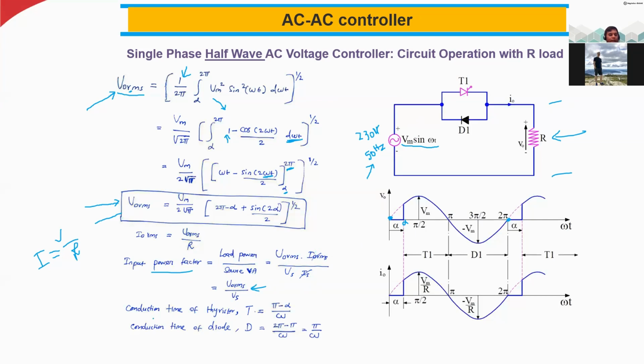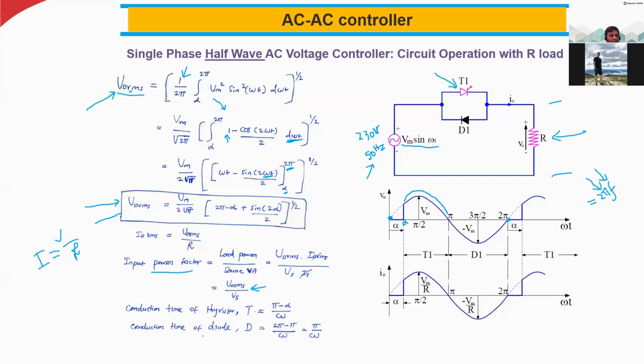And similarly, the conduction time of the thyristor. Thyristor means the SCR. So the conduction time of the thyristor, T, is equal to pi minus alpha, because you are conducting only from here to here. If it's 180 degree and this is 30 degree, then 180 minus 30 degree. So pi minus alpha divided by omega. Omega is 2 pi f, right? That is the standard formula for omega, 2 pi f. This is with respect to the input frequency and one cycle angle of 360 degree.